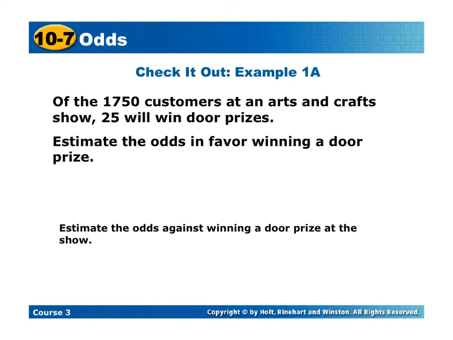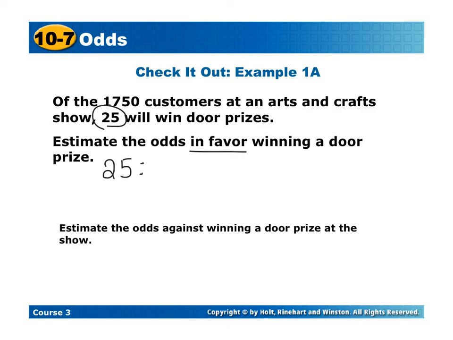So let's look at an example. Of the 1,750 customers at an arts and crafts show, 25 will win door prizes. So we want to estimate the odds in favor of winning a door prize and then the odds against winning a door prize. So if we're looking in favor, the favorable outcomes would be 25. So that's going to be the first part of our ratio. And then the second part would be the odds against winning.